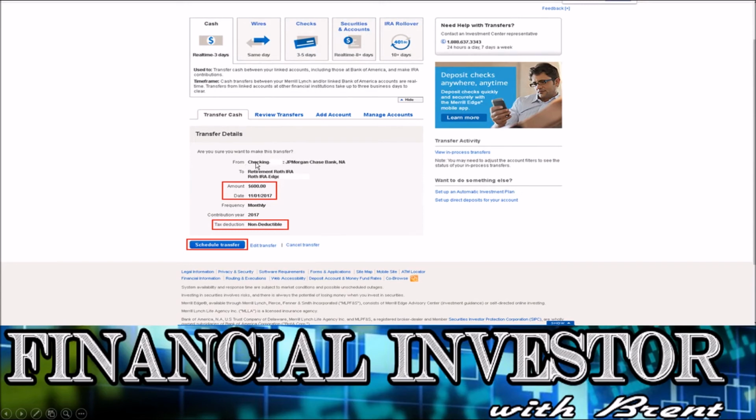So I am transferring from my checking account to my Roth IRA the amount of $600 starting on November 1st, 2017. The frequency is monthly and it is non-deductible. So if you open up a traditional IRA, your contributions are actually tax deductible. There are different brackets for what you can deduct. So if you were to transfer $5,500 from your already taxed income into your traditional IRA, you could then deduct $5,500 from your taxes, and then at that time you could schedule transfer.